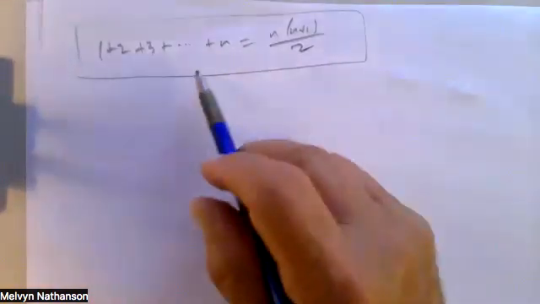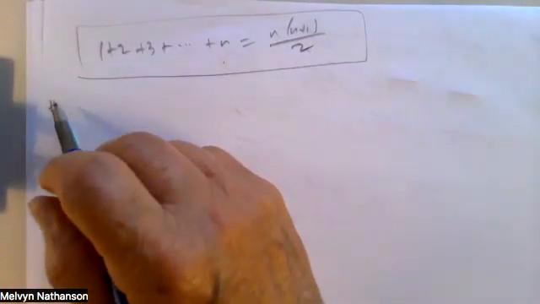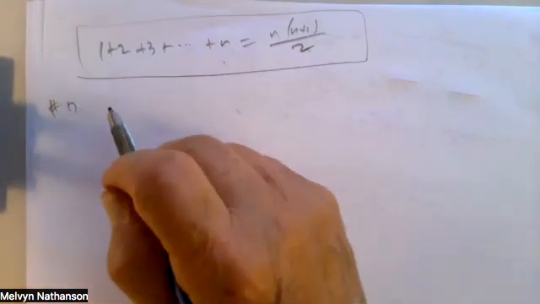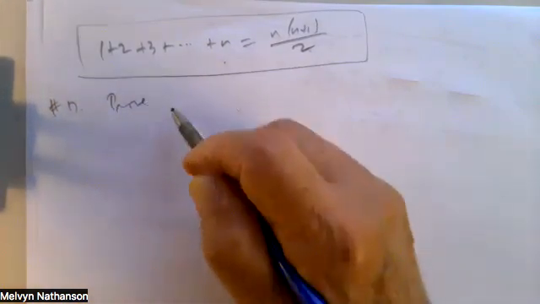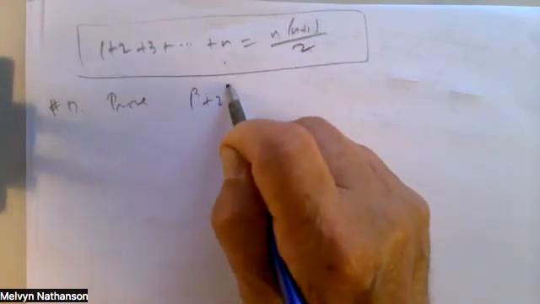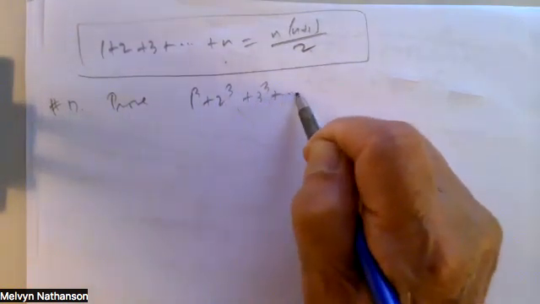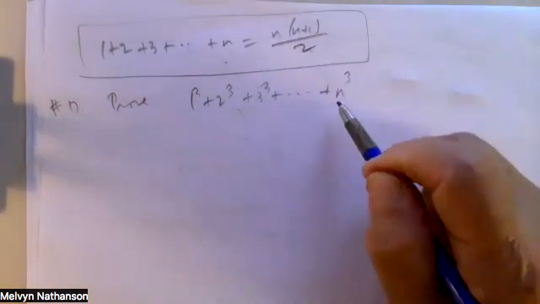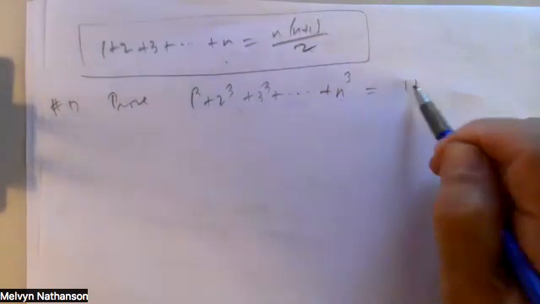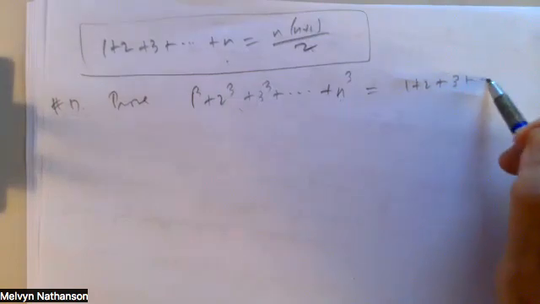So what I just proved is that the sum of the first n integers is equal to this. And let's go back to problem number 17. Prove for every integer n, 1 cubed plus 2 cubed plus 3 cubed, all the way up to n cubed, the sum of the first n cubes, is the sum of the first n integers all squared. That's what you have to prove.